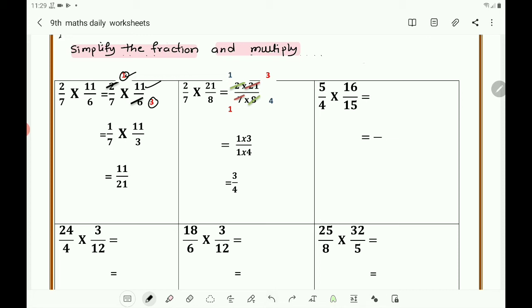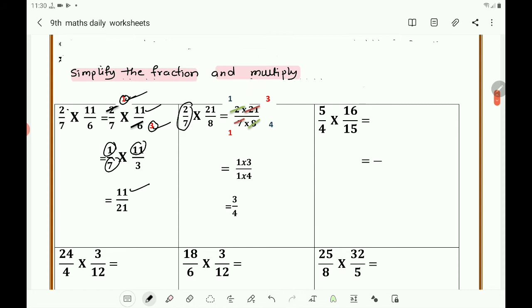You can cancel this by this and also this by this if they have a common factor. So you have to verify the numerator and denominator, of the same fraction or of the other fraction. Here 2 1s, 2 3s, then you got 1 by 7 into 11 by 3. Multiply numerator with numerator, 1 into 11 you got 11, and 7 3s are 21 in the denominator.